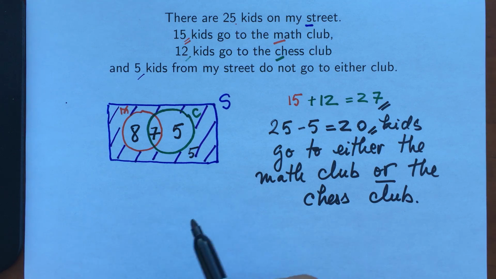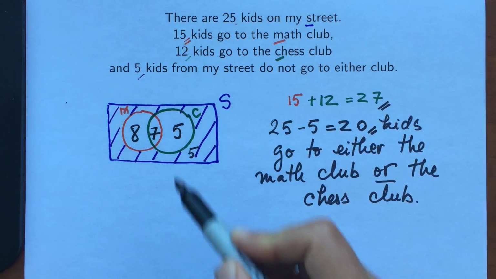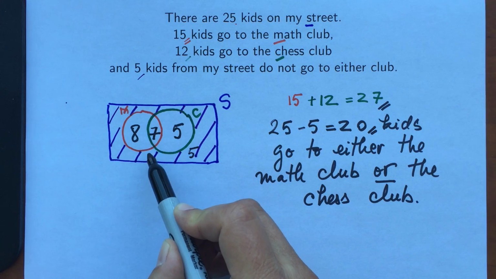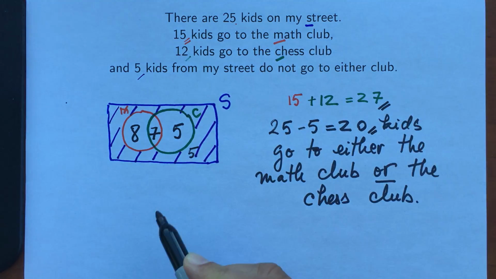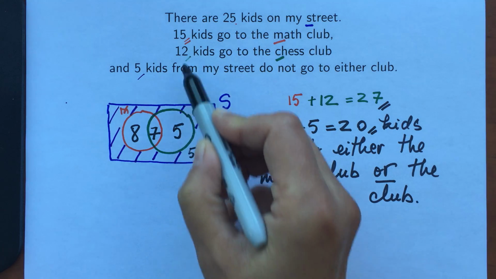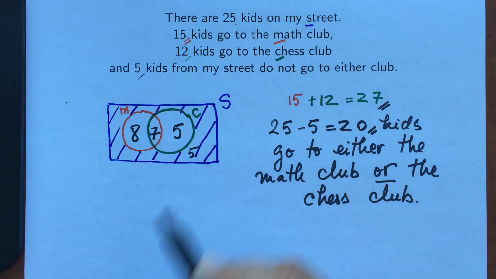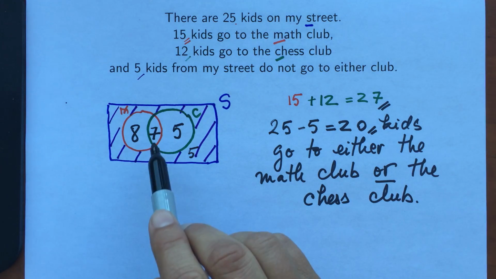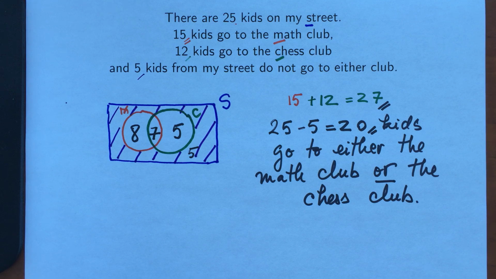Okay, so if we actually do some math now, just to double check the work we did before, 8 plus 7, 15 kids go to the math club, which is fine. 7 plus 5, 12 kids go to the chess club, which is fine. And 5 kids do not go to either club. So just to summarize, just by actually coming up with this Venn diagram, we get a visual representation of our problem that helps us understand exactly how many kids go to only the math club, how many kids go to both the math and the chess club, and how many kids go to the chess club only.